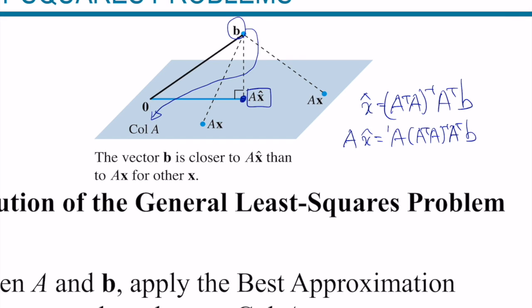Okay, and so this part is the linear transformation defined by this standard matrix. And here, it is actually the projection matrix that orthogonally projects B onto the column space of A.